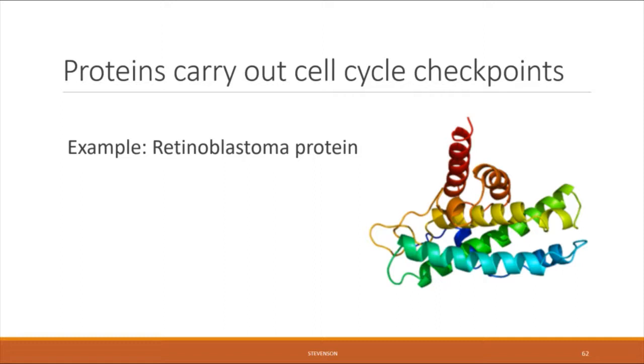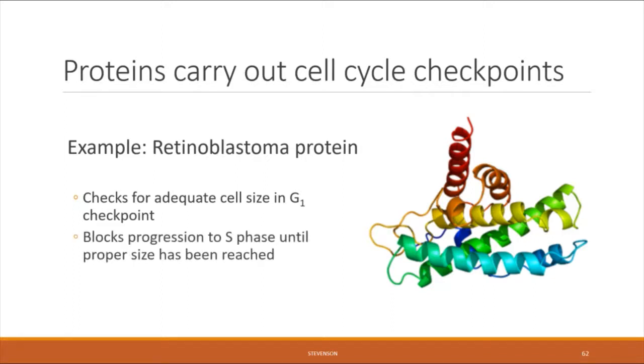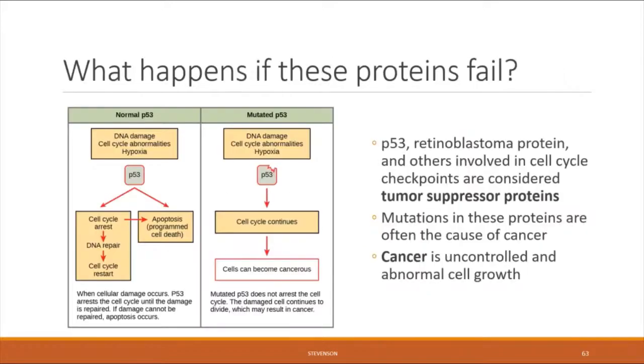Another example of a protein that is involved in cell cycle checkpoints is called retinoblastoma protein. This one is also involved in the G1 checkpoint, but it is involved in checking for adequate cell size. Retinoblastoma protein will block progression to the S phase until the proper size has been reached. So as you can imagine, proteins like p53 and retinoblastoma are extremely important. This brings about the question, what happens if these proteins fail?